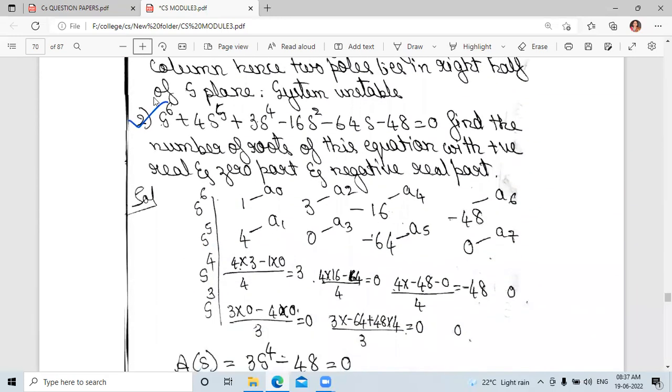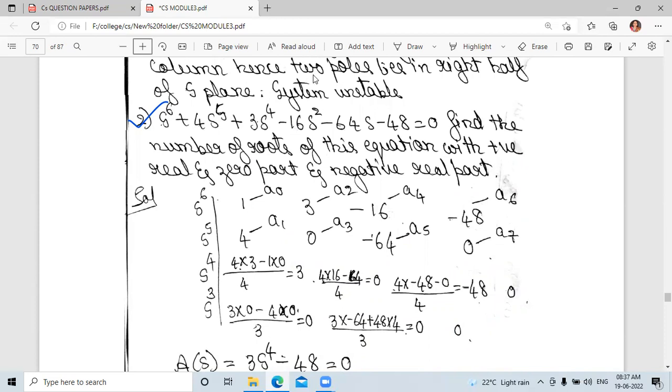So this is the question in the question paper, right? s to the power of 6, 4s to the power of 5, 3s to the power of 4 minus 16s square minus 64s minus 48 equals 0. First we write a0, a2, a4, a6. In the first row, we always write the even-numbered coefficients, so we start from a0.